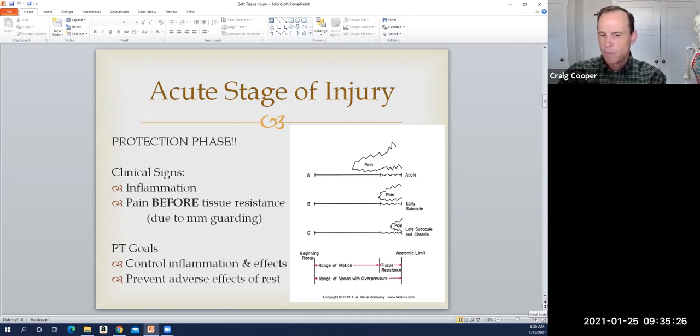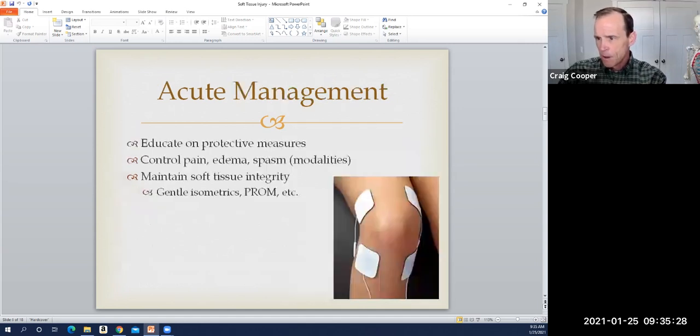That's kind of our goal at this stage. So a lot of pain control, very gentle motion, gentle isometrics, gentle partial range, passive range of motion are kind of our treatment things that we're doing right now. Once we get past that acute phase, which different injuries have different timelines, but let's say 72 hours, that's a fairly common one to look at for a lot of injuries as being that early acute phase.